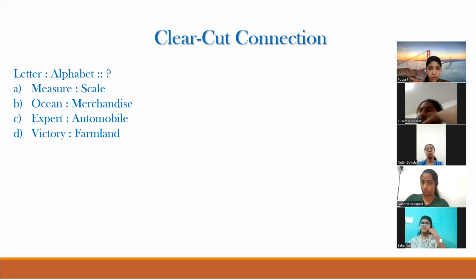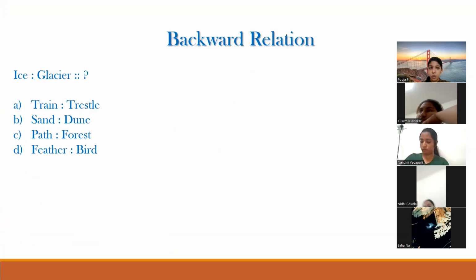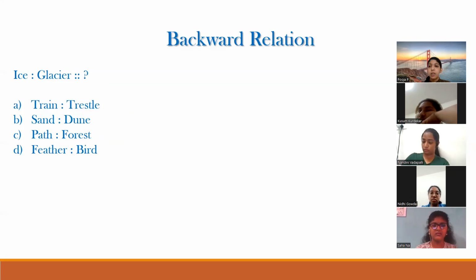Moving to the next one, that is the last one for today. It is called backward relation. Not always will you be able to think of the relation from left to right. In that case, start your relation from right to left. Ice is to glacier. If you're not able to identify that ice can be a part of a glacier, you can go the reverse way around. That is, a glacier is made up of ice.